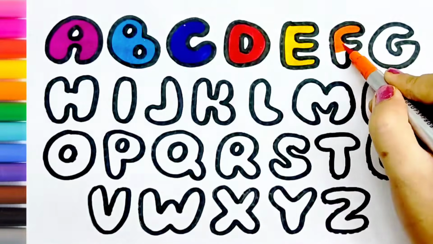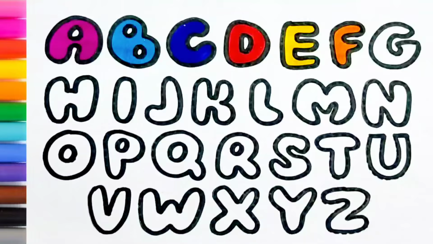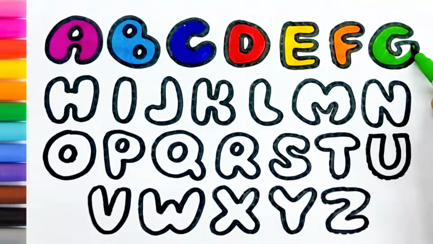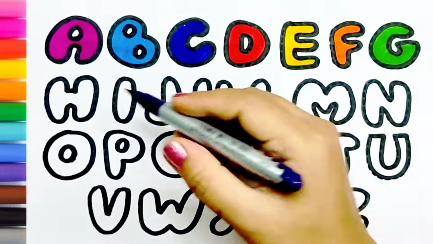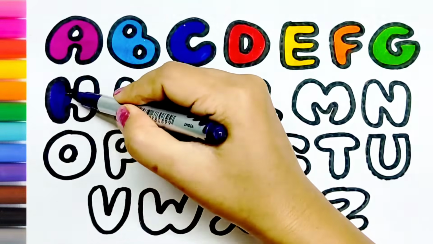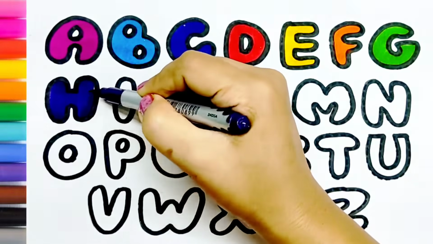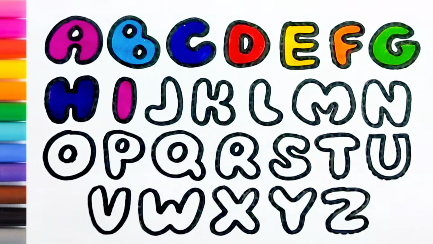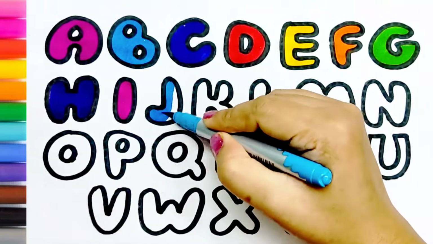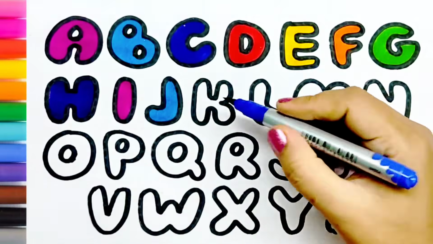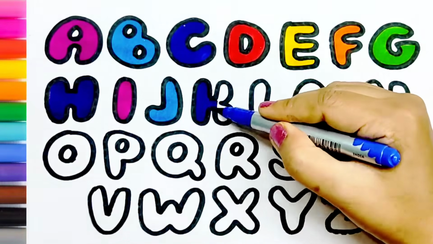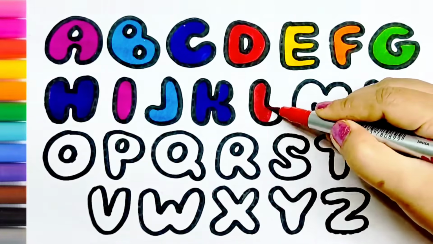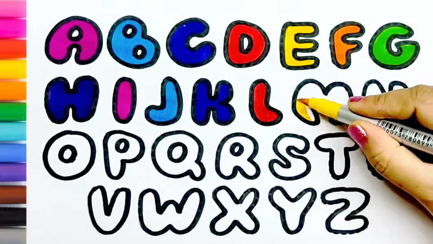Orange color. F for fish. Light green color. G for goat. Purple color. H for horse. Pink color. I for ink. Sky blue color. J for jug. Blue color. K for kangaroo. Red color. L for lion. Yellow color.